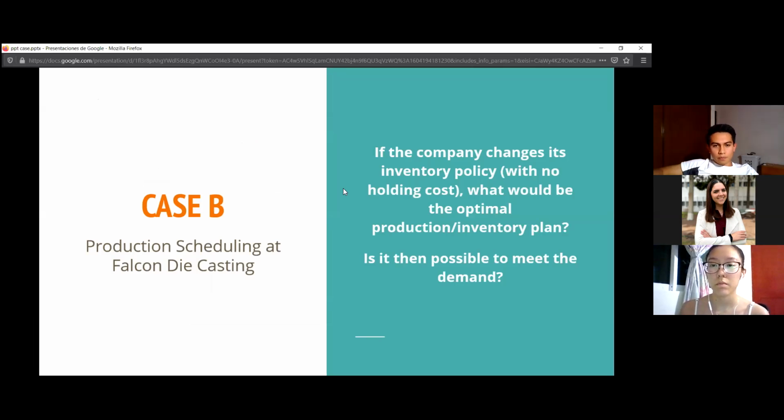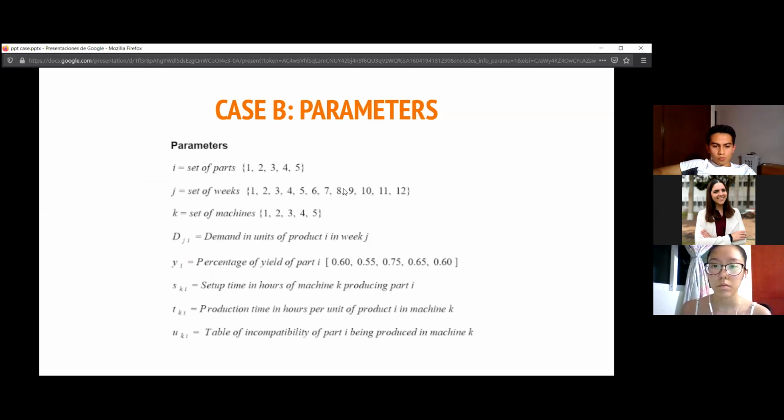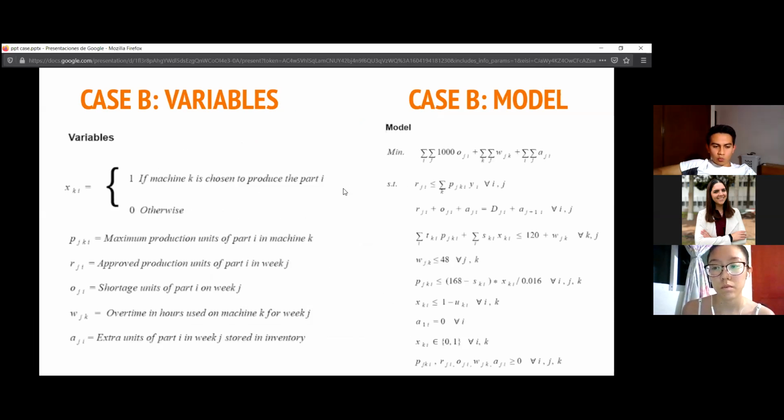For this next case, we have a different policy, which is now we can have inventory. And is it possible to meet the demand with this inventory? We have the same information for the parameters. We just add 1 variable that is in the next slide, which represents the extra units stored in the inventory.